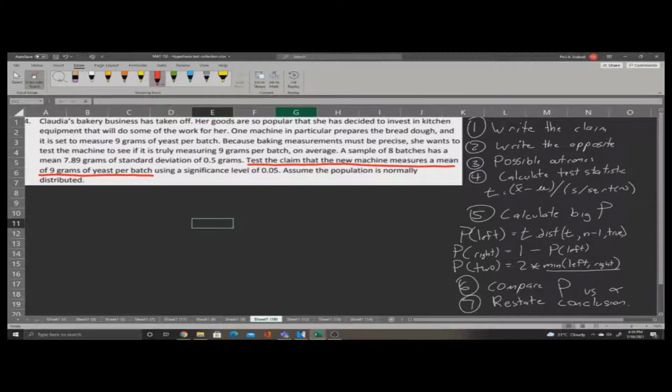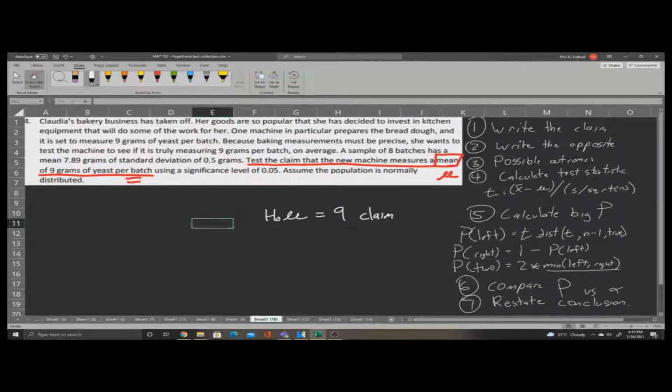Also, it's stated that this is a mean problem, so we'll use mu. Because we have no comparative terms in here that would indicate less or greater, we would use equals. So we can say that mu equals 9 will be our claim. And since we have equals in this, this will be the null.